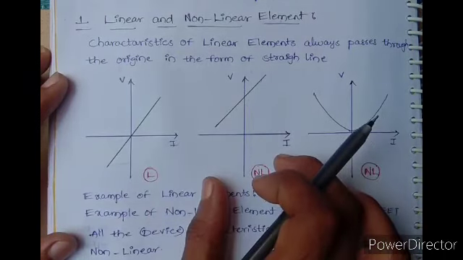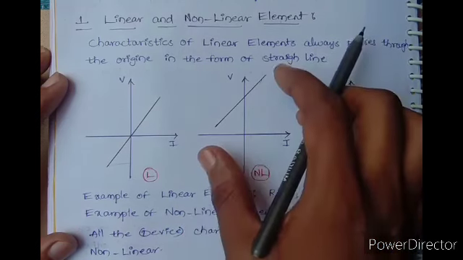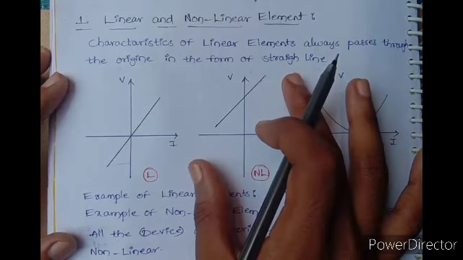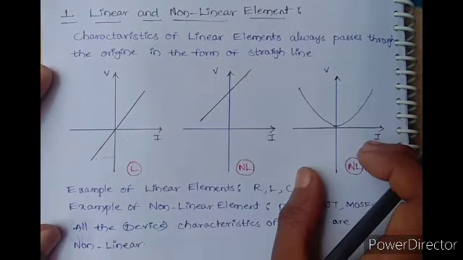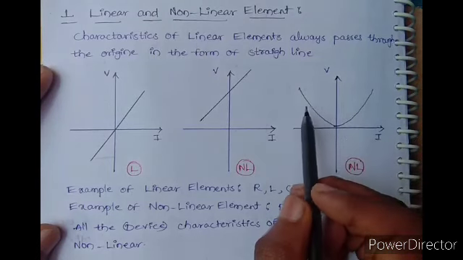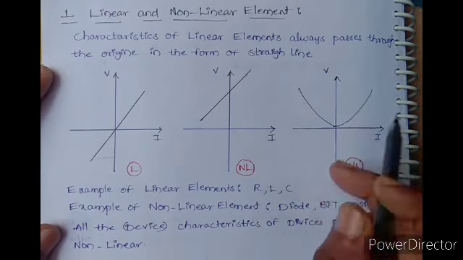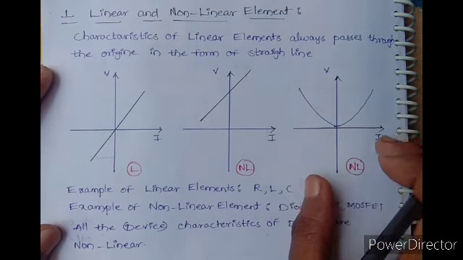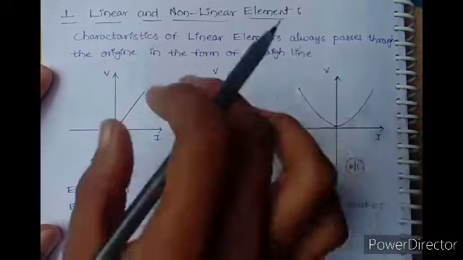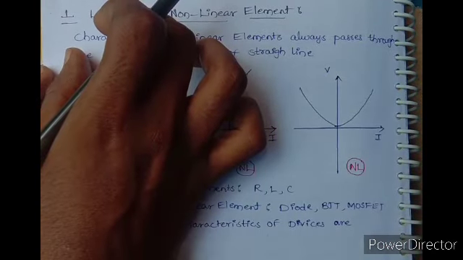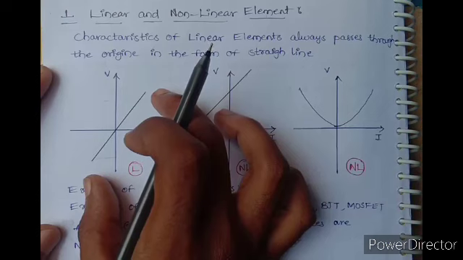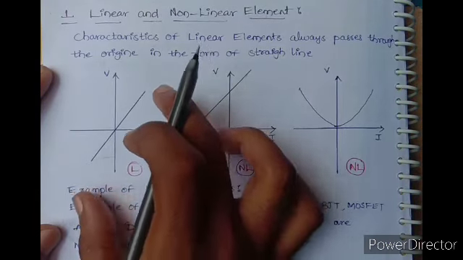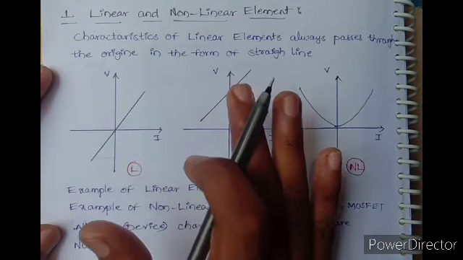Now look at this example. In this example, we can see it is a straight line but it is not passing through origin. That means it is a non-linear element. Now look at this example. In this example, we can see that this curve is passing through origin but it is not a straight line. So hence it is not a linear element. That means it is a non-linear element. So an element is linear element when the characteristics is a straight line and passing through origin. It must follow these two conditions, otherwise it is non-linear element.